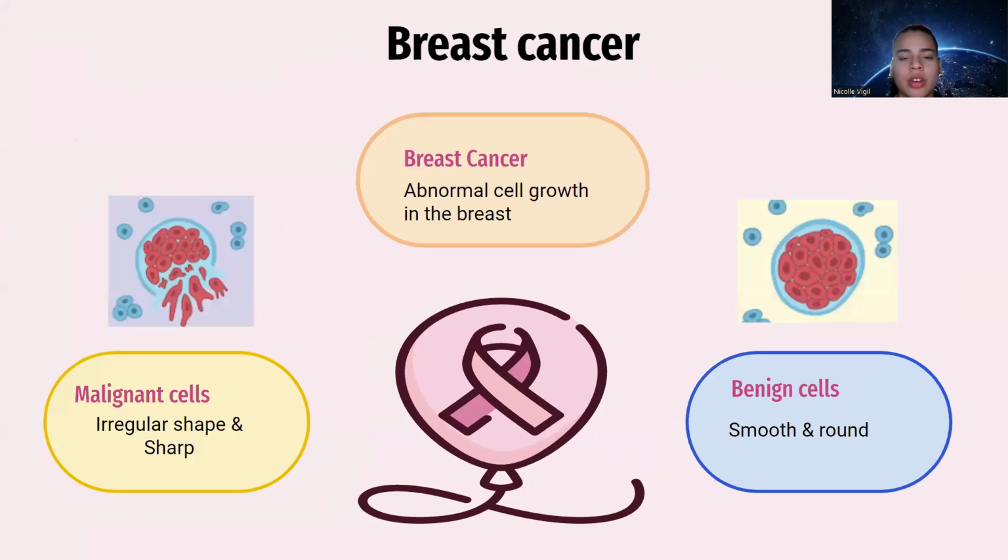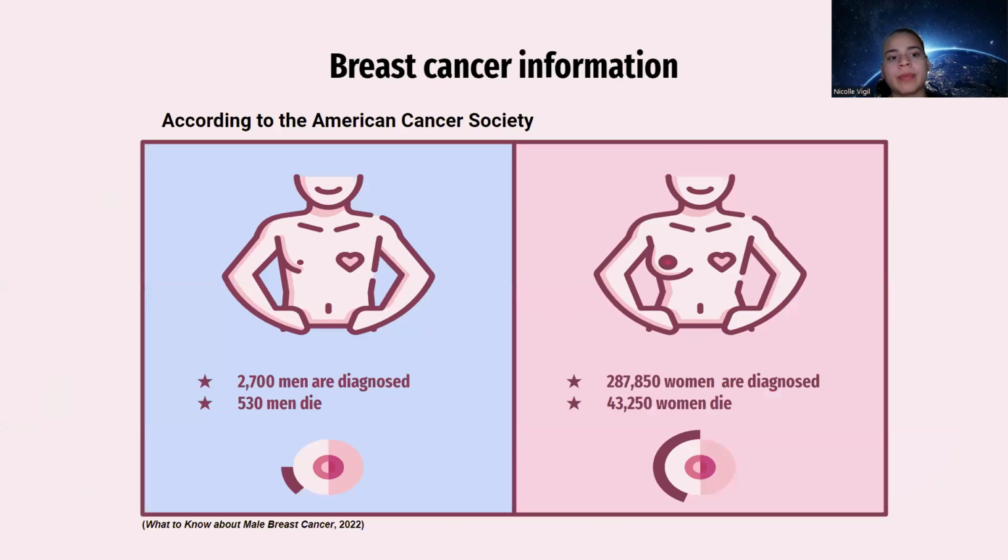For the introduction, what is breast cancer? Breast cancer is the abnormal cell growth in the breast, and we have two different types of cells: malignant cells and benign cells. The malignant cells are irregular in shape and very sharp, while the benign cells are smooth and round.